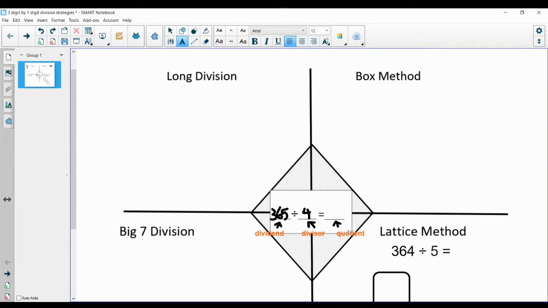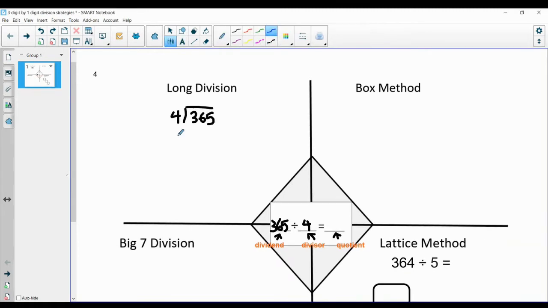Let's first take a look at the strategy long division. When we do long division, we pay attention to the place value. We want to start with our largest place value, which is our hundreds. I'm starting by thinking, how many times can 4 go into 3? Well, 4 is larger than 3, so it can't go into 3 at all. So I'm going to put 0 at the top of 3.